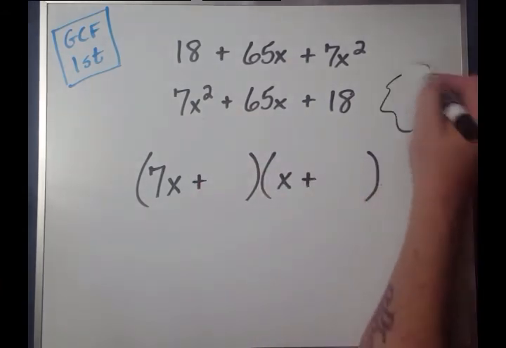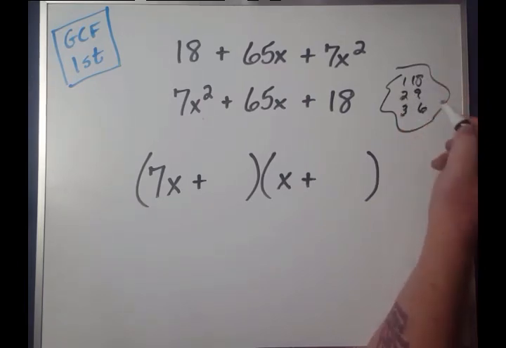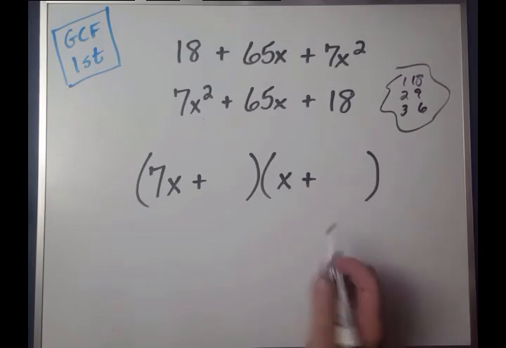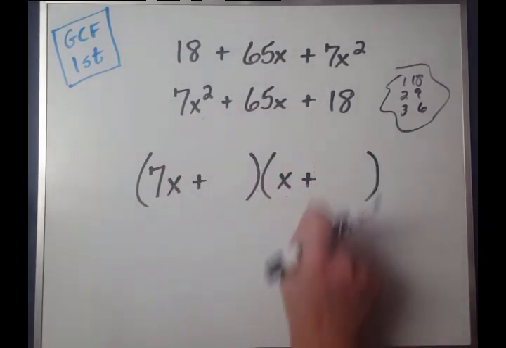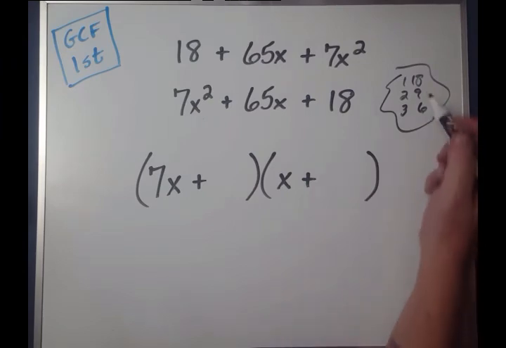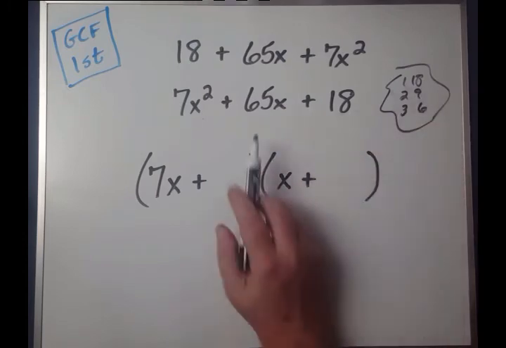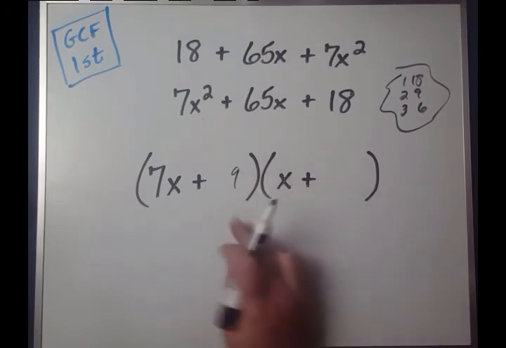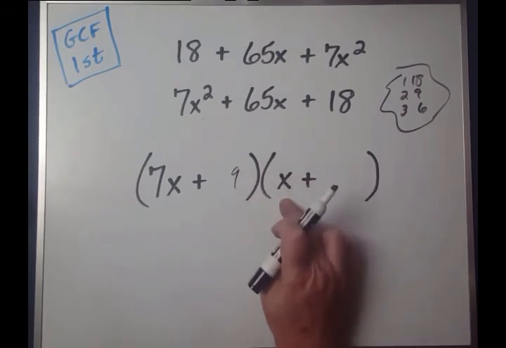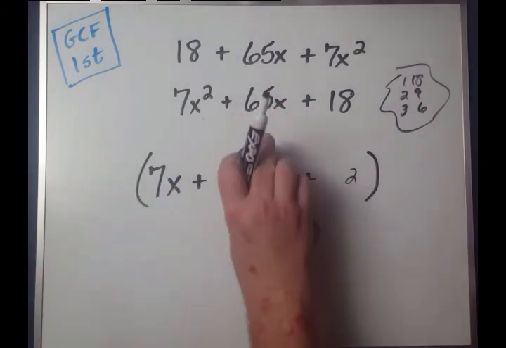This 18 could be a 1 and an 18, a 2 and a 9, a 3 and a 6. That 65 is kind of wild compared to the other two numbers. I'm kind of tempted to start, maybe not with the 1 and the 18, but what about that 2 and 9? And now think about where you might put them. If I put the 9 here, think ahead. That's going to be a 9x and what, a 14x. That's nowhere close.